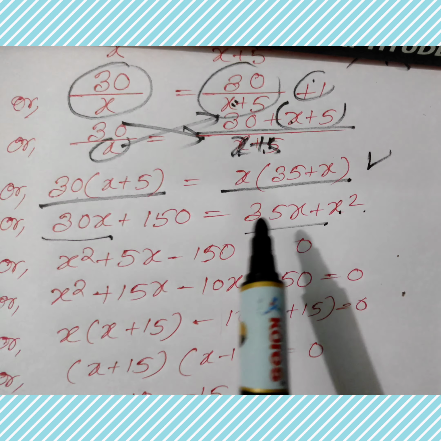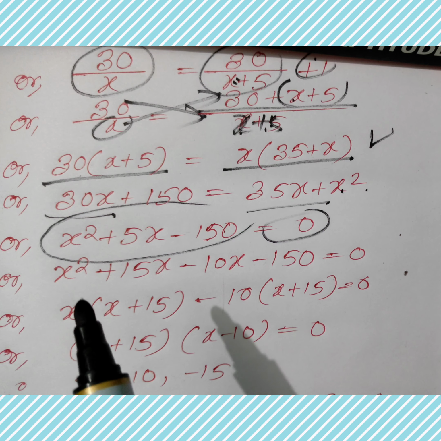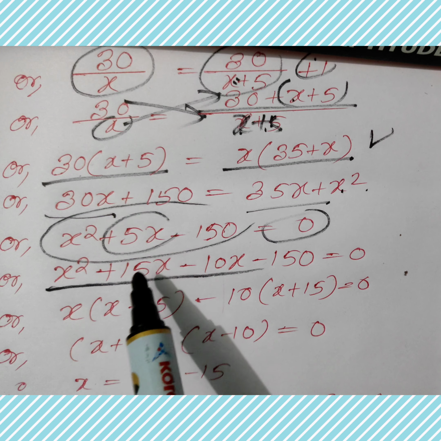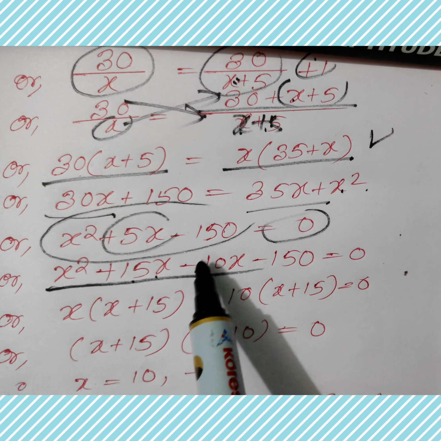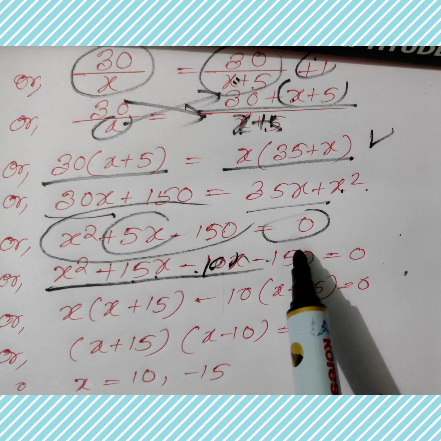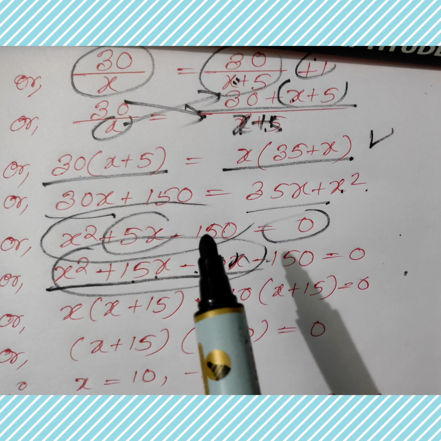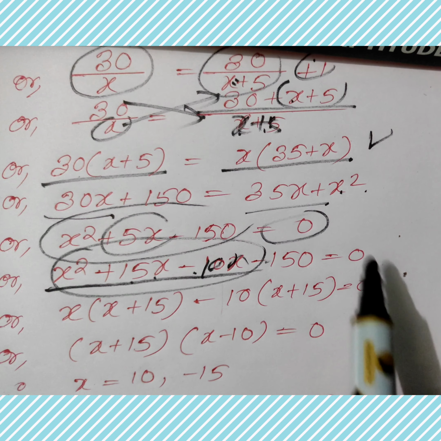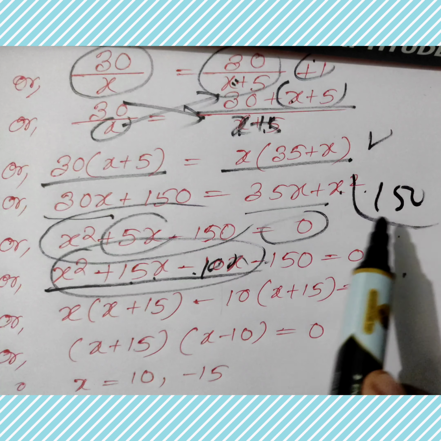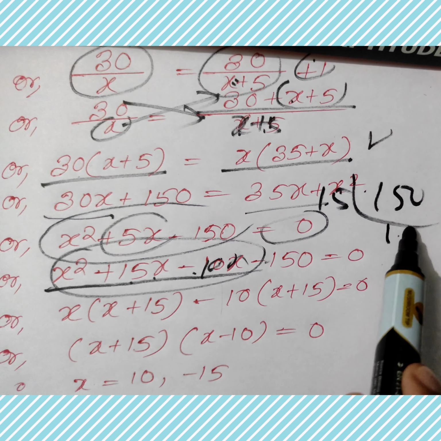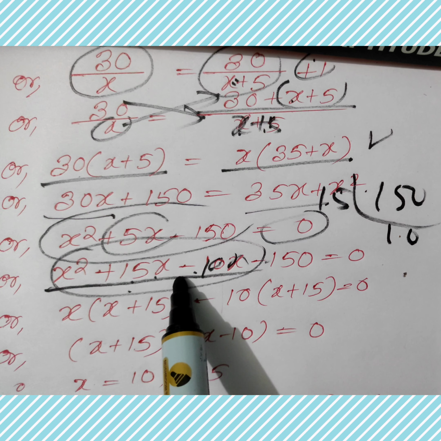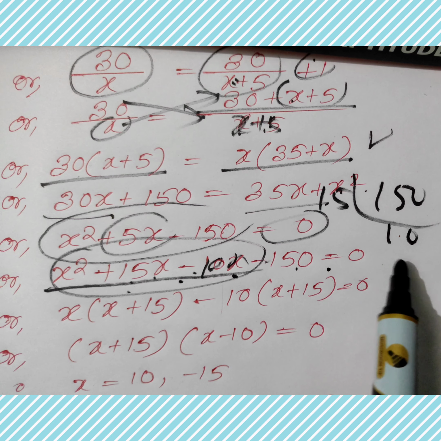Next is, for this strategy we need the factorization process, so we divide 5x into 15x minus 10x. How is this coming? We just need the factorization of 150. Suppose 150 is there, we divide it as 15 into 10 equal to 150. So that's why x square plus 15x minus 10x minus 150 equal to 0.